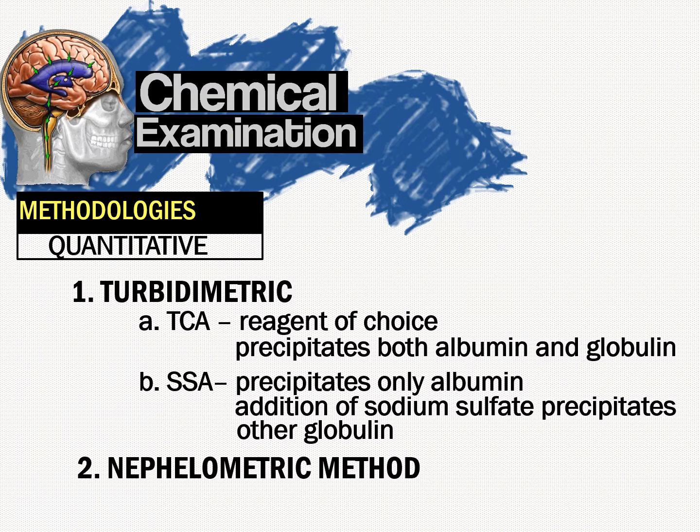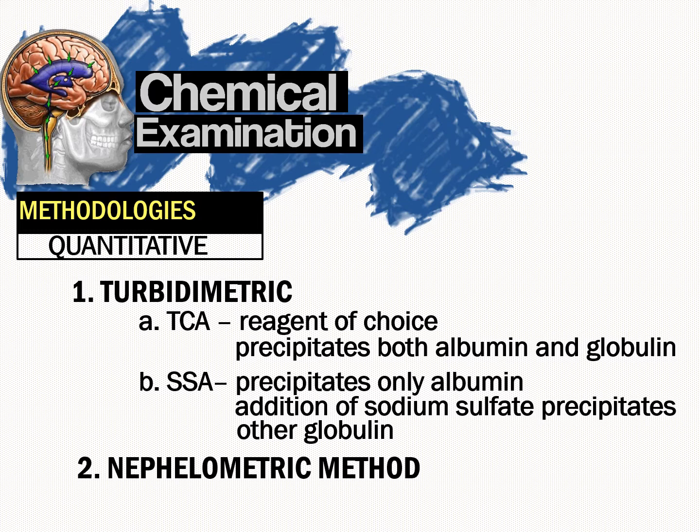There are 5 quantitative methods that can help us measure how much protein is present. The first one in the list is the turbidimetric method. This is popular because it's simple, rapid, and requires no special instrumentation. There are 2 reagents that could be used. We have trichloroacetic acid and sulfosalicylic acid. According to Strasinger, trichloroacetic acid is the reagent of choice because it can precipitate both albumin and globulin.